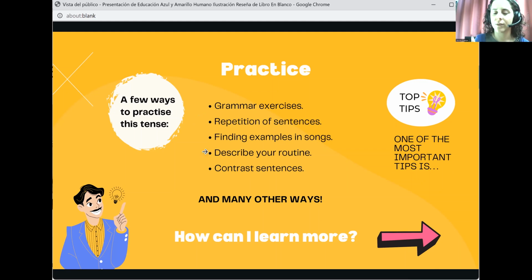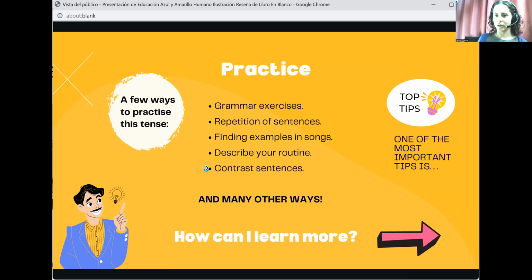Describe your routine. Si sé que este tiempo verbal se usa para rutinas, me preparo una presentación de mi rutina, la rutina de mi familia, my husband's routine. I prepare it. I try, not writing, but I try to find some words, and then I say, okay, my mom wakes up early. She doesn't go to work. Just speak and speak and speak as much as you can with the use that you know that the verbal tense needs, right?